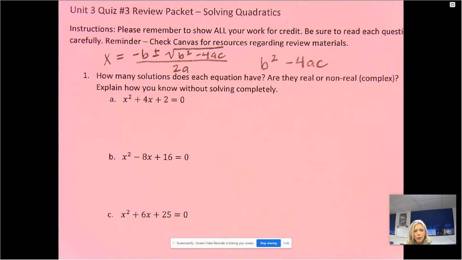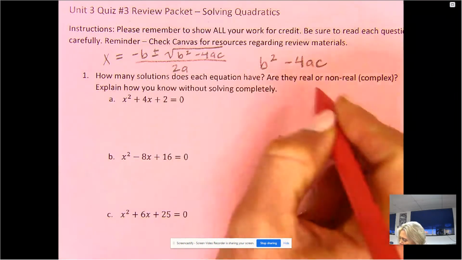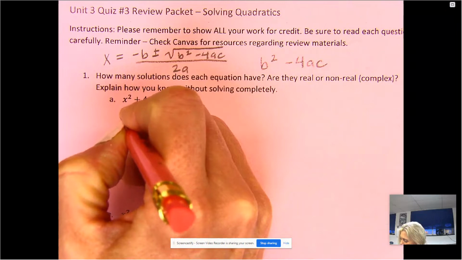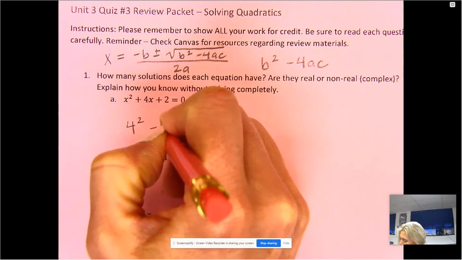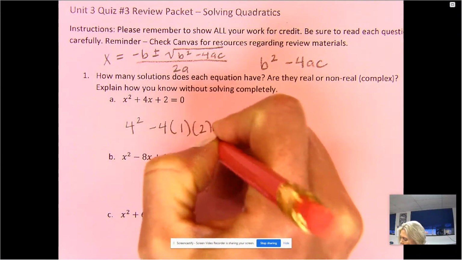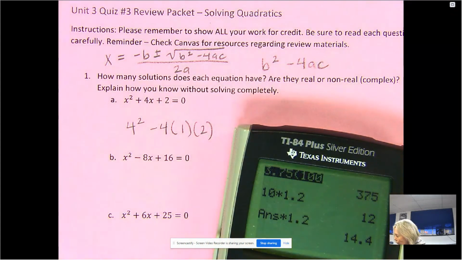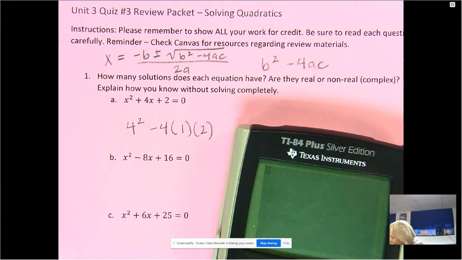So for all 3 of these are already set equal to 0. And so I can go ahead and evaluate the discriminant. So b is 4, 4 squared minus 4, a is 1, and c is 2, times 1 times 2. And on my calculator, I get 4 squared minus 4 times 1 times 2. Oh gosh, what am I doing? Try it again. 4 squared minus 4 times 1 times 2 is 8.